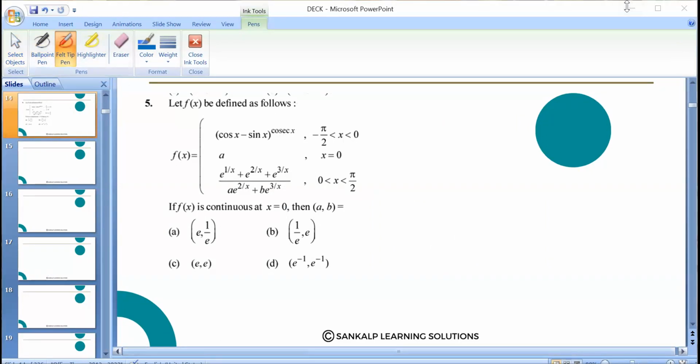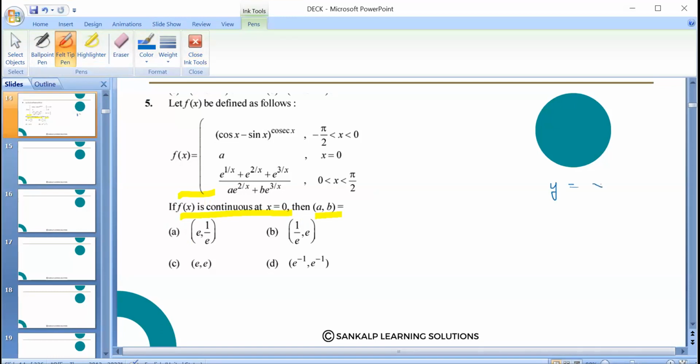What's given in question number 5? f of x is a piecewise function. f is continuous at x equal to 0. Then find a, b. So first of all, you must learn the shortcut method.